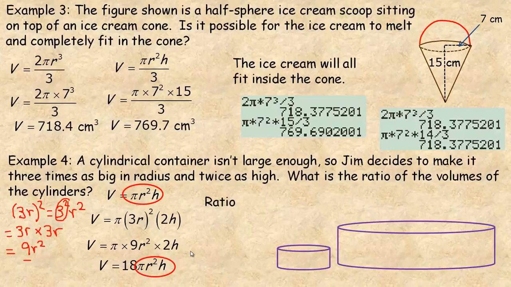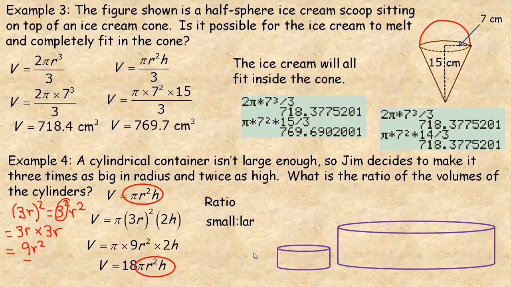Now, what I want you to compare is this. Notice that the original volume is pi r squared h. This is actually the original volume. So this formula down here is saying that the volume is 18 times the original. So that means that the volume of this is 18 times bigger than this one.